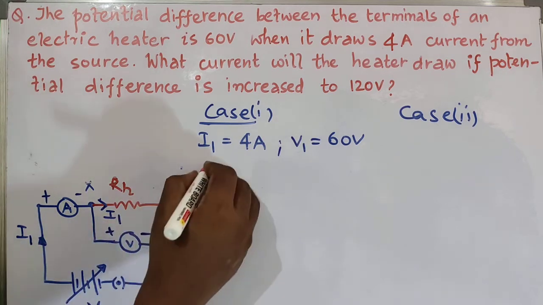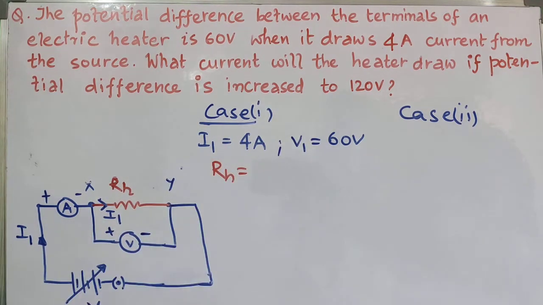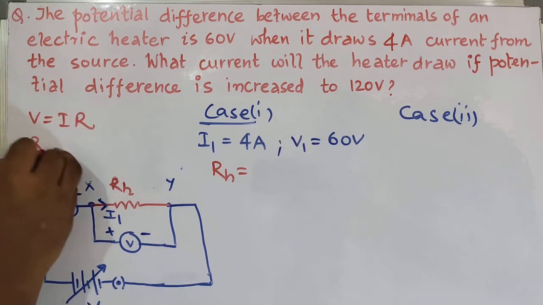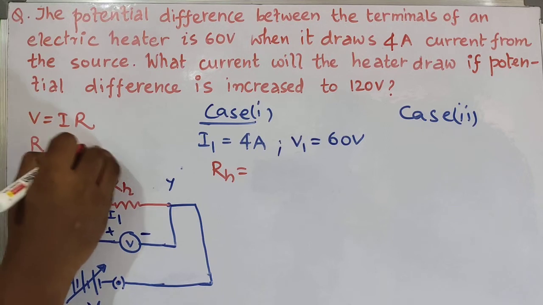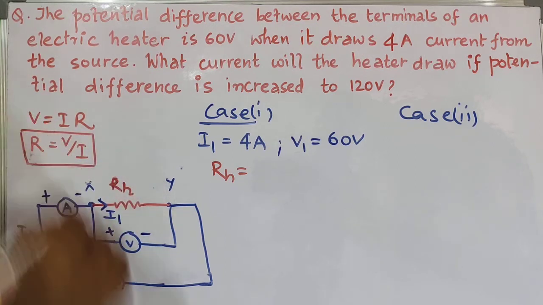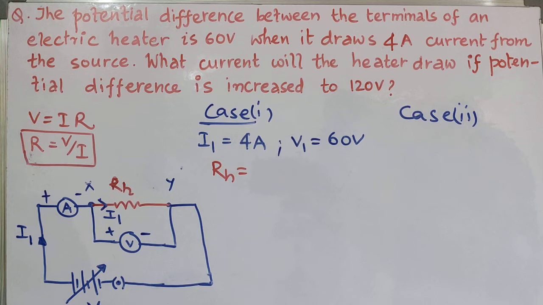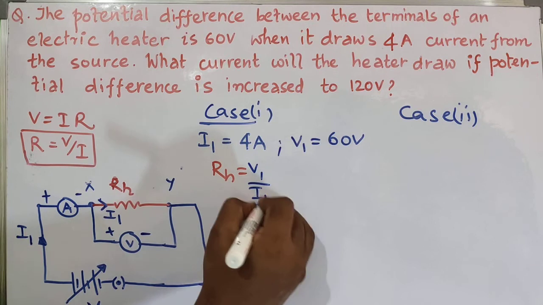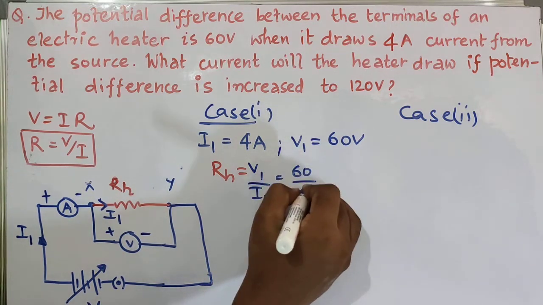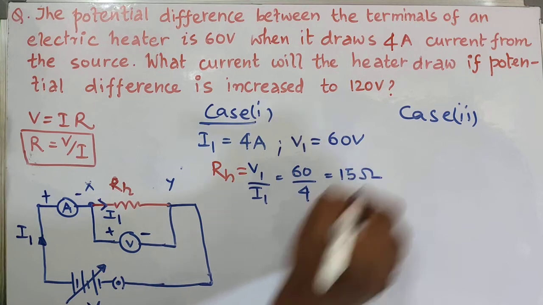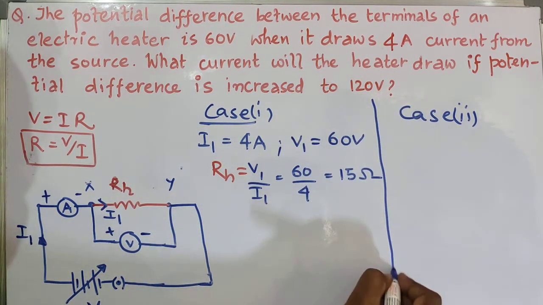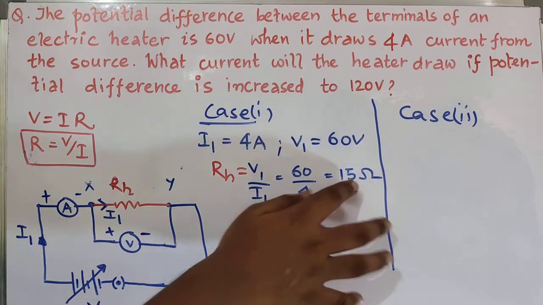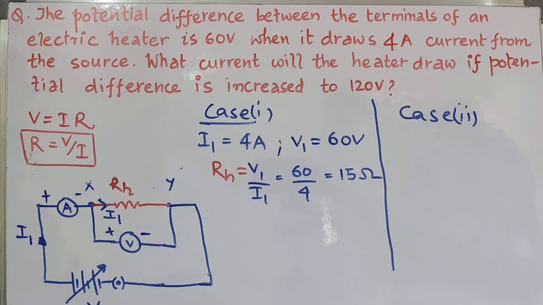Can I find the resistance of the heater? What does Ohm's law say? V is equal to IR. So R is equal to V by I. Remember, the resistance remains constant. So RH is equal to V1 by I1 for this specific case. So 60 by 4. How much is this? 15 ohms. So the heater which you have bought from the market has a resistance of 15 ohms. Is this resistance going to change? No, ideally it will not change.